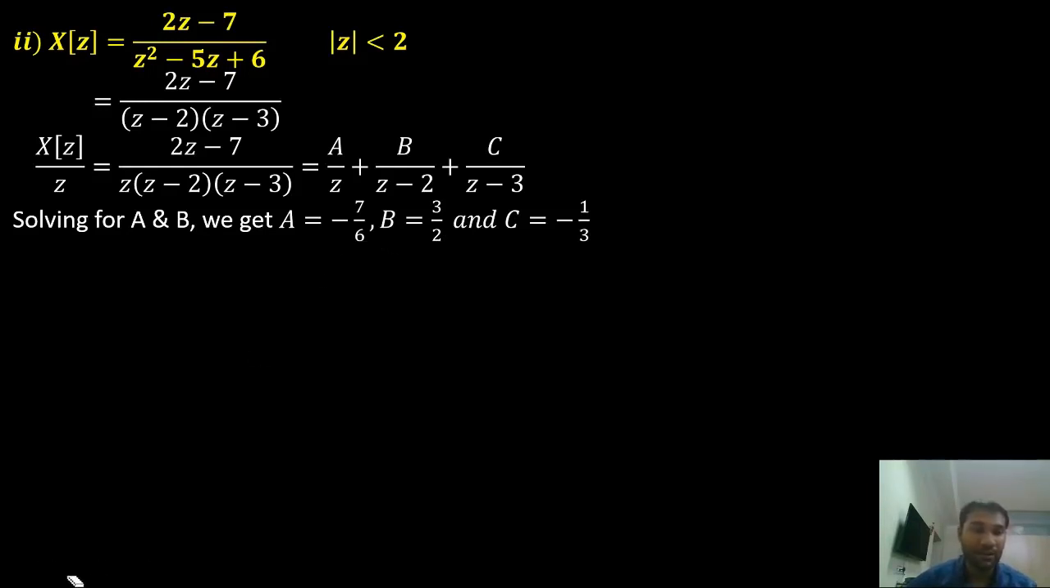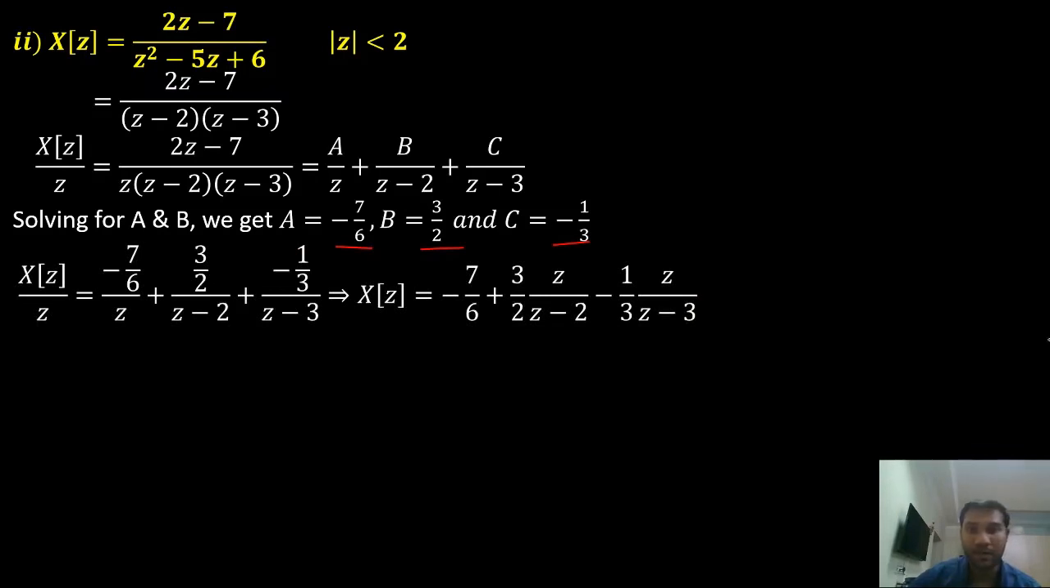If I find the partial fractions, I will get A equals minus 7 by 6, B equals 3 by 2 and C equals minus 1 by 3. Now I'll substitute these 3 values in X of z divided by z, and I'll obtain this equation. Then I'll apply the inverse Z transform.